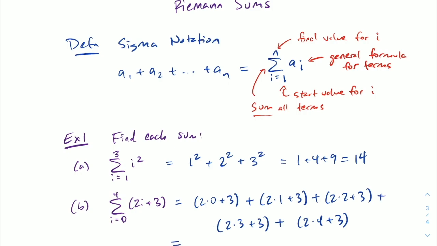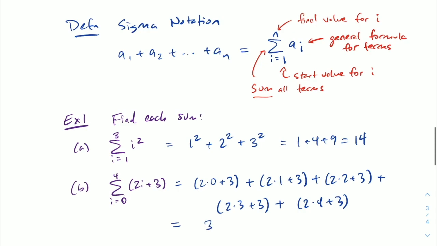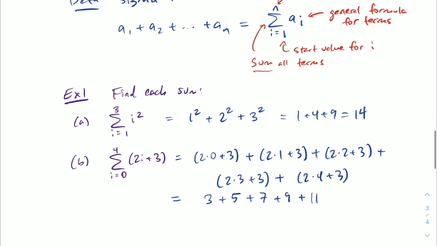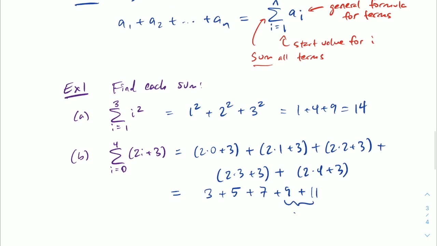So we'll have 3 as our first, 5 as our next, 7 is our next, 9 is our next value, and then 11. If we add these up, these last two terms are going to be 20, and these first 3 terms are going to be 15. So together we'll get 35.